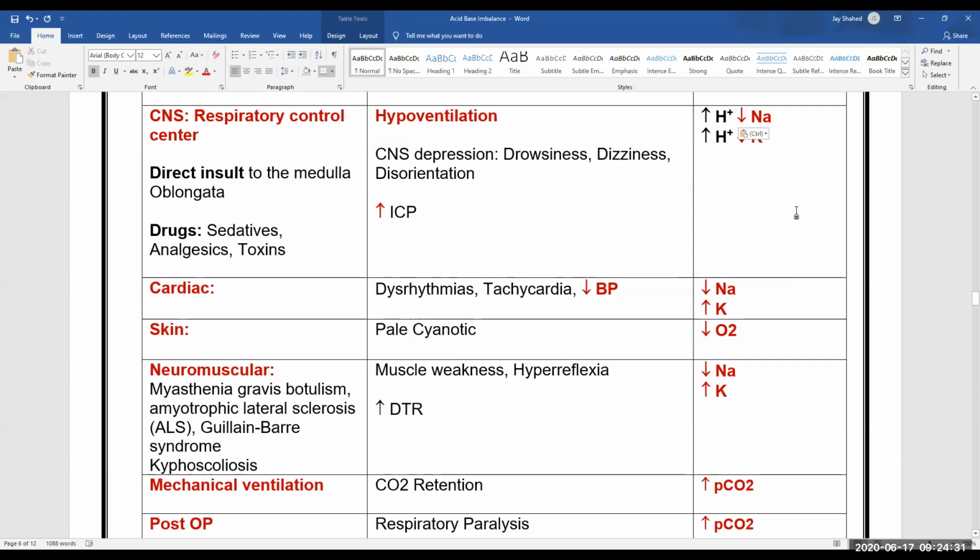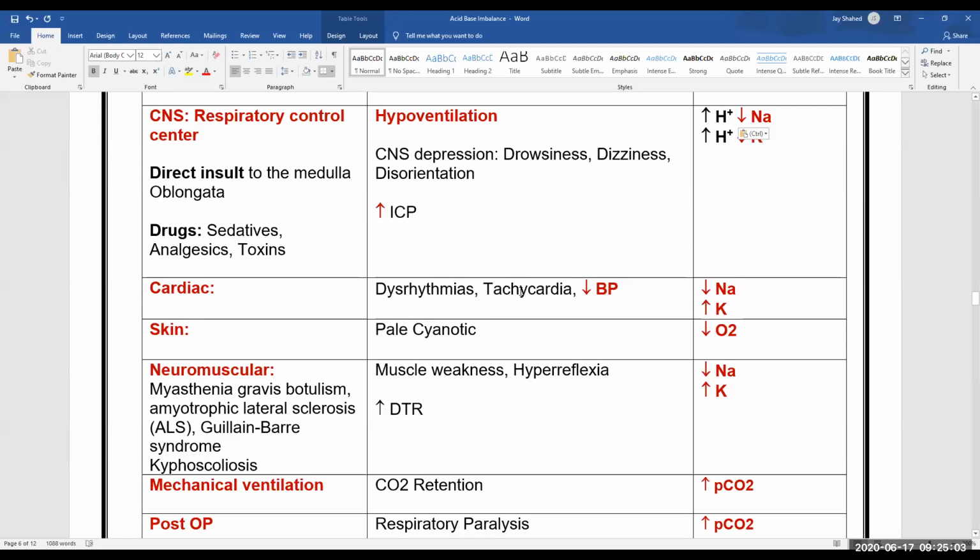But in the cardiac system, you know, dysrhythmia and all that, decreased blood pressure, that's what you can have. So tachycardia, your heart rate increases. Why are you having tachycardia here? That's usually a reflex reaction to balance things out.